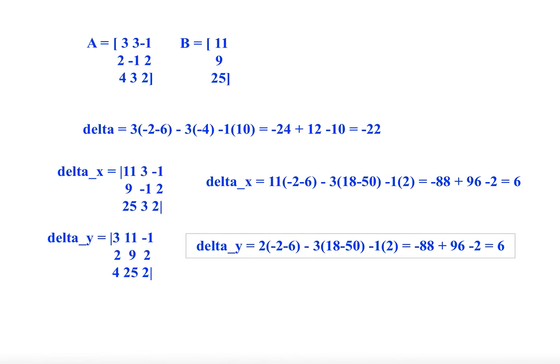3 into, sorry, 3 into 18 minus 50. This is 3 into 18 minus 50. 18 minus 50 is how much? Minus 32. Right, right. So next one is minus 11 into 11 into 4 minus 8. 4 minus 8 is minus 4. Right, right. Next minus 1 into 50 minus 36.